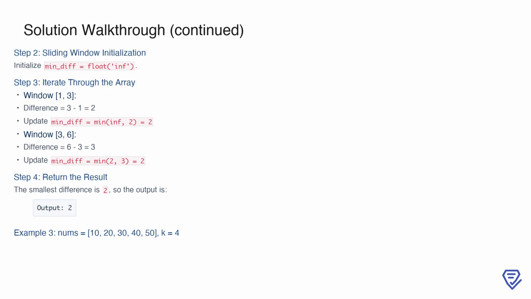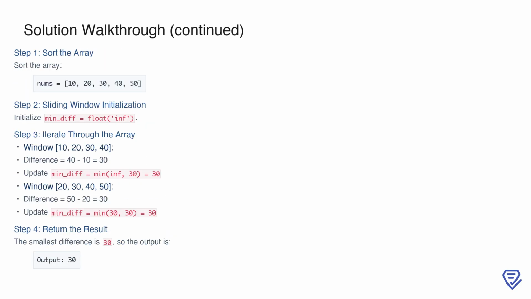Now let's consider a larger example with nums equals 10, 20, 30, 40, 50, and k equals 4. In this case, sorting the array gives us nums equals 10, 20, 30, 40, 50. We initialize min_diff to float('inf'), and start evaluating subsets of size k equals 4. The first window, 10, 20, 30, 40, has a difference of 40 - 10 = 30. We update min_diff to 30.